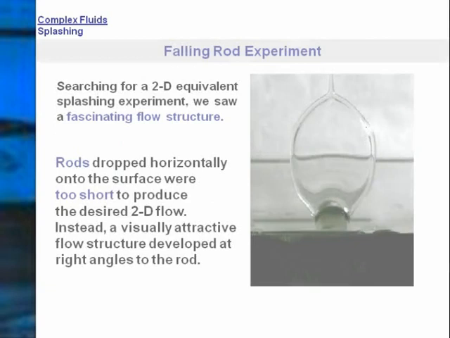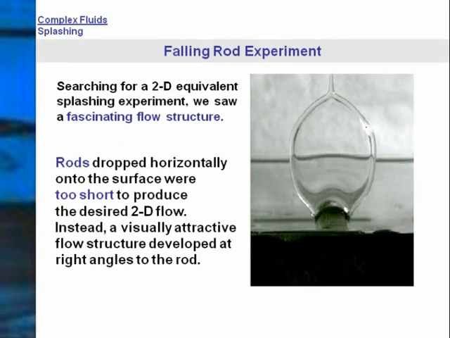In a search for the 2D equivalent of the splashing experiment, we inadvertently came across a fascinating flow structure. The rods that were dropped horizontally onto the surface of the liquid were too short to produce the desired 2D flow. Instead, a visually attractive flow structure developed at right angles to the rod.